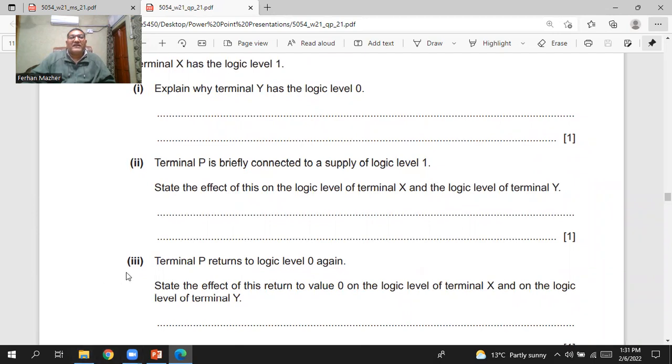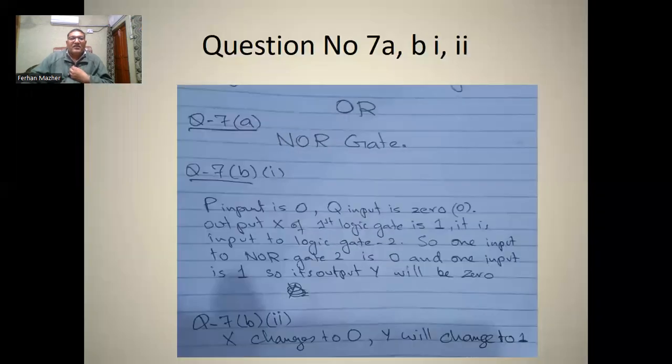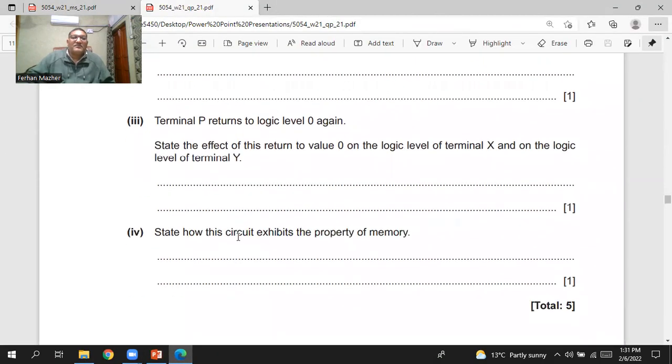So let me check my answer. State the effect of this on the logic level of terminal X and the logic level of terminal Y. X changes to 0 and Y will change to 1. I hope you understand. It's a little confusing. Okay, so let's move to the next part.